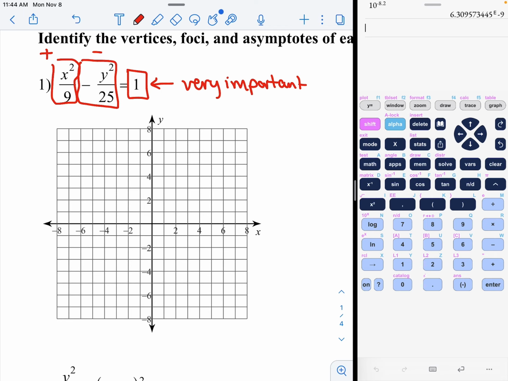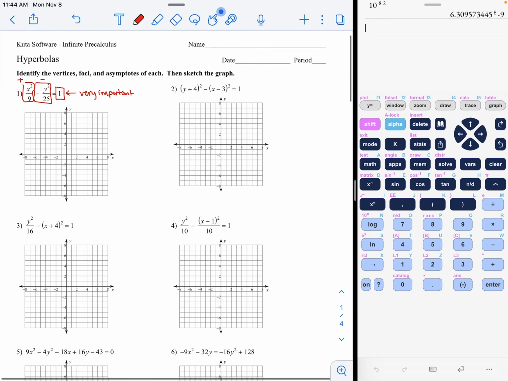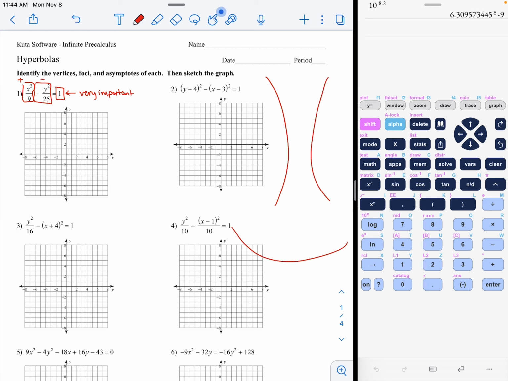The reason we do that is because when we graph a hyperbola, it's either going to be kind of this little weird shape or this little weird shape. If the x squared term is the positive term, it's going to be this little weird shape. And if the y squared is the positive term, it's going to be that little weird shape. And we're going to get specific about where to graph them.